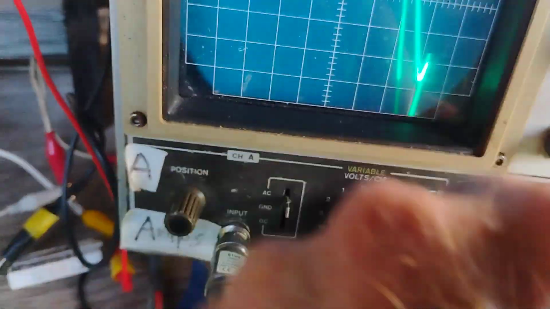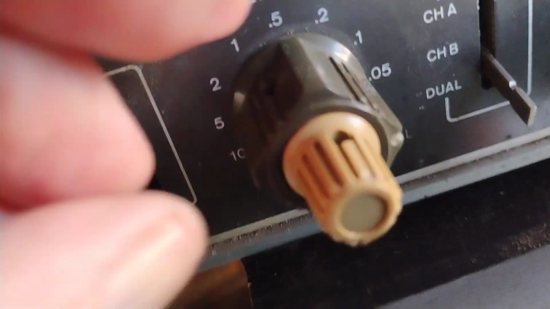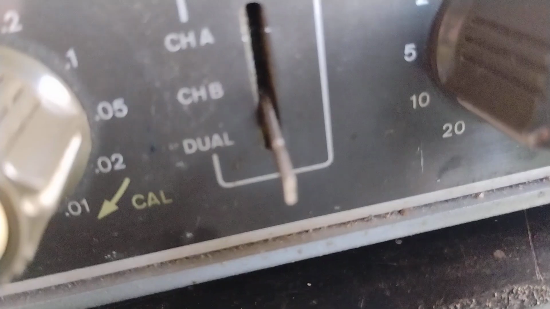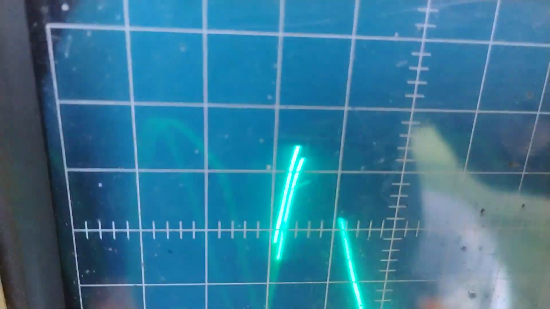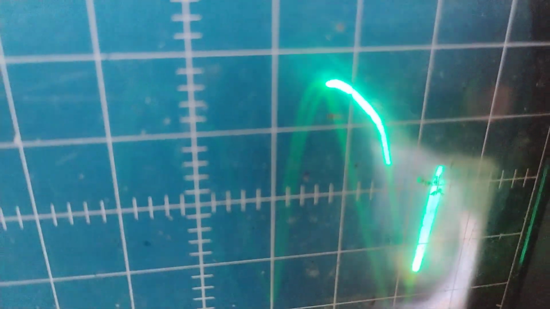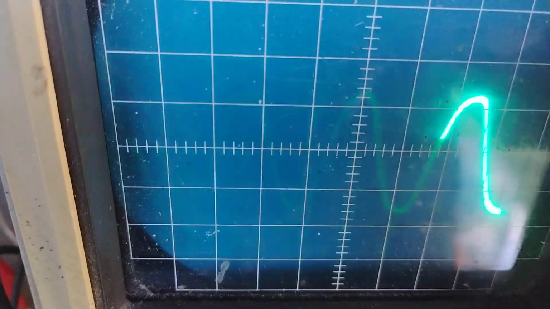Now, there's tons of voltage being drawn. In fact, I'm going to have to turn down the... There we go. I turned this to 0.05 volts per square division. Now, where's that phase shift? There it is. Okay. Let's look at the difference.